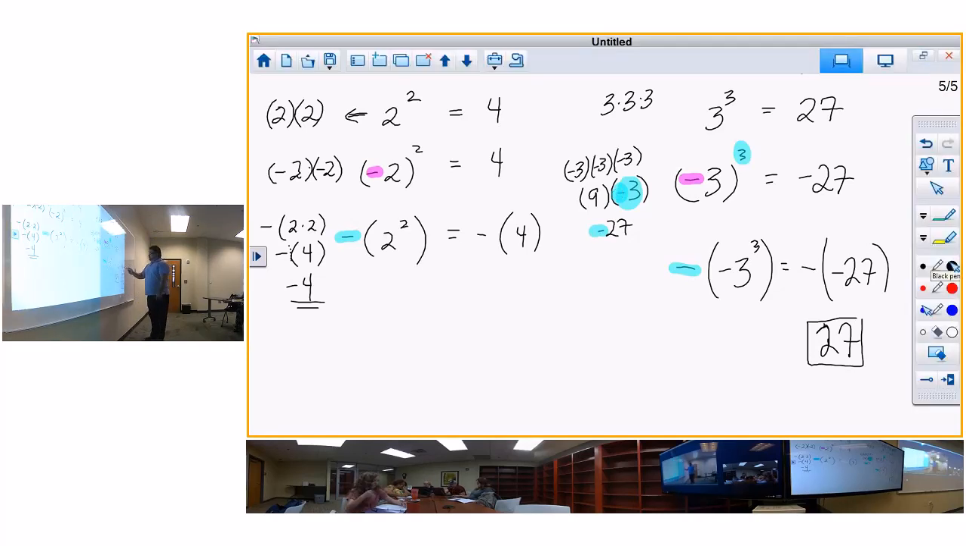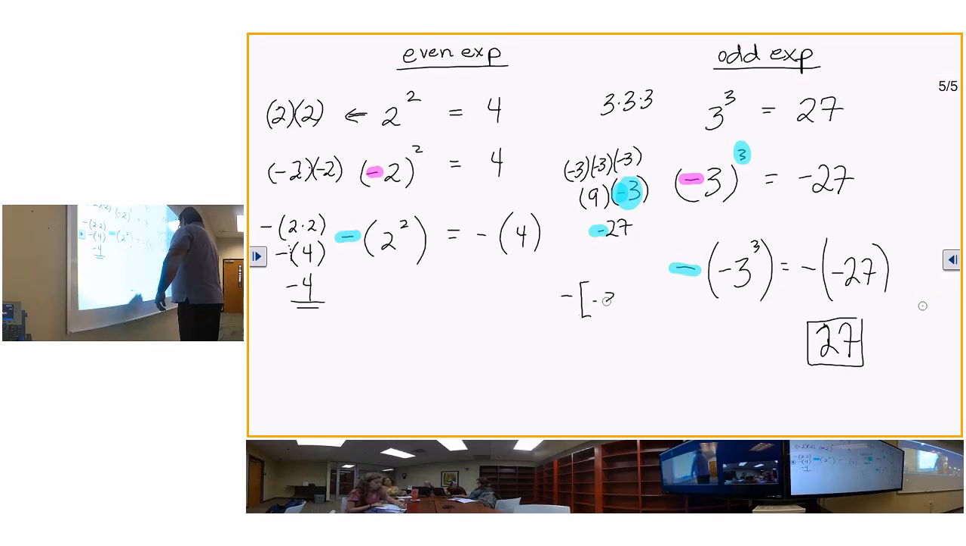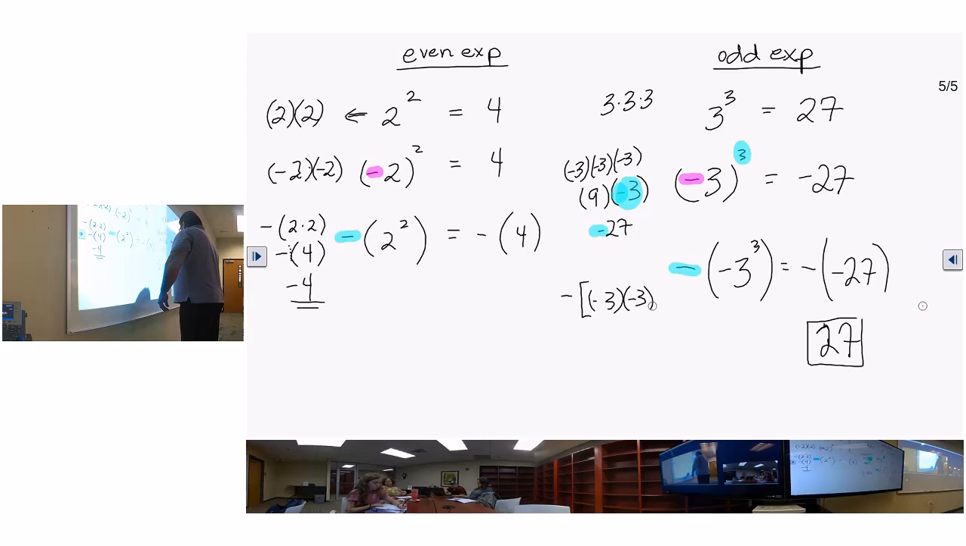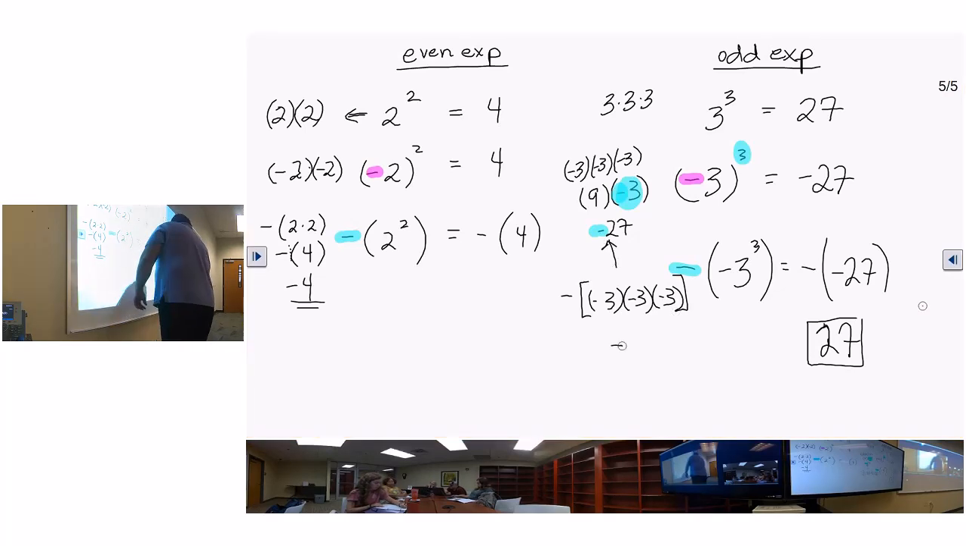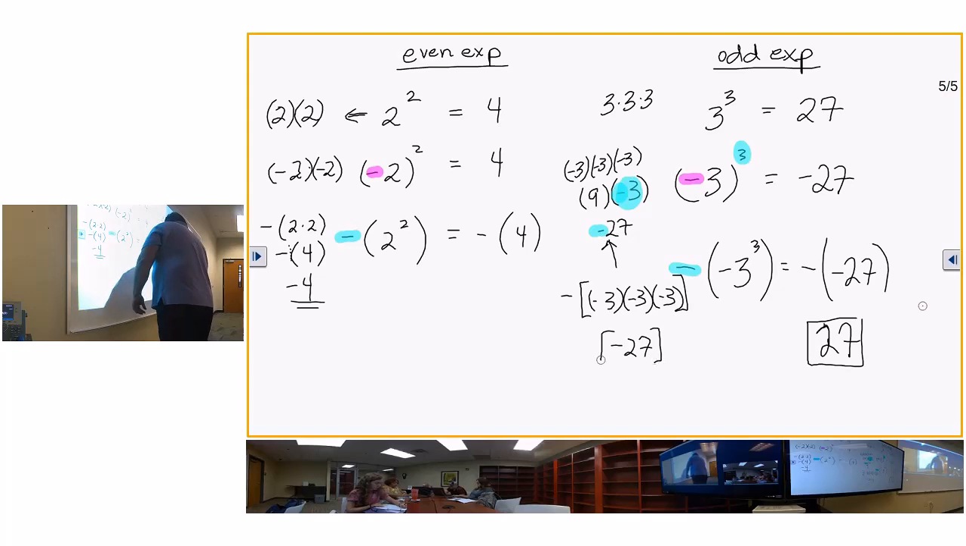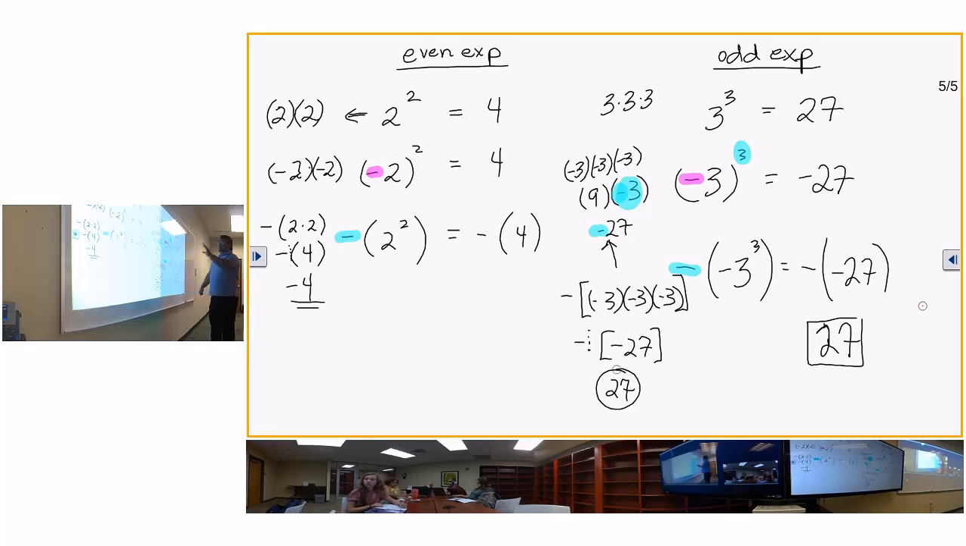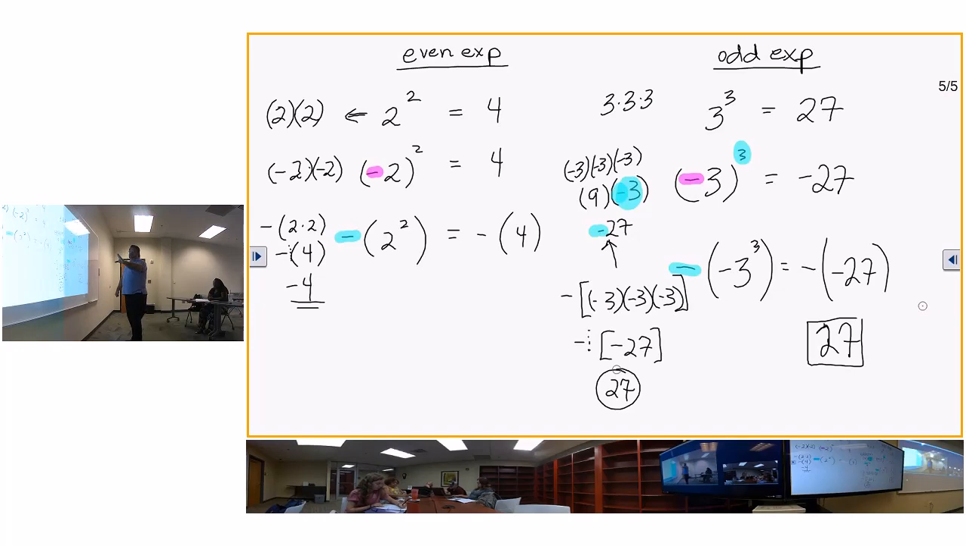And then this one is brackets, negative 3 times negative 3 times negative 3. And what's negative 3 times negative 3 times negative 3? Negative 27. And it's got that bracket with a negative 1 out front. And that is positive 27. So when you're working with even exponents, you have to be just as careful as if you're working with negative or odd exponents. You got to be very careful.